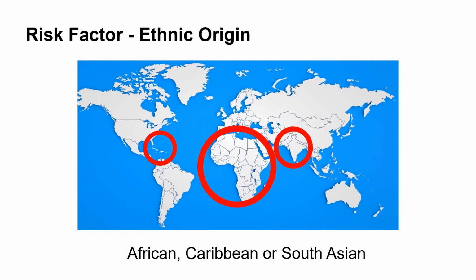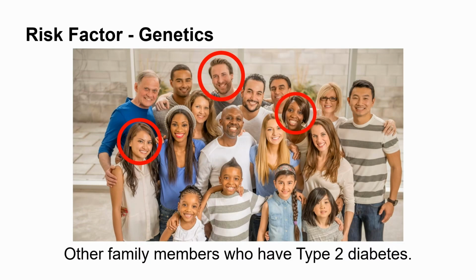Risk factor: ethnic origin. People of an African, Caribbean or South Asian ethnicity have an increased risk of developing type 2 diabetes. Risk factor: genetics. Having other family members, such as brothers, sisters, parents or grandparents with type 2 diabetes, gives that person an increased risk of developing type 2 diabetes.